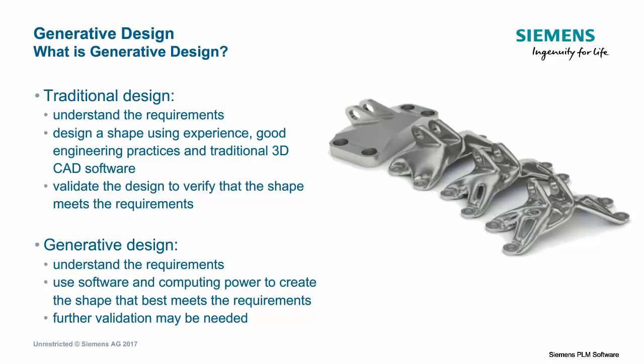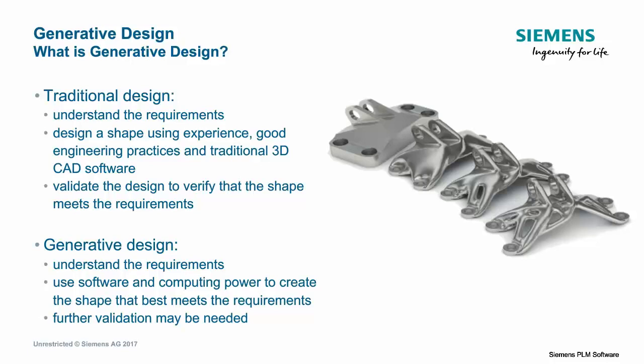So with traditional design, the first step that you would typically take is to make sure you understand the requirements for the design. And then you apply good engineering practices and your own experience. And typically you'd use traditional 3D CAD software to design a shape that meets the requirements. You then typically run some type of validation process on the design, typically using computer-based stress analysis and or using physical prototypes. And you may then need to loop back and modify the design.